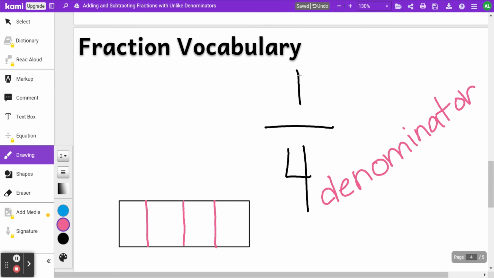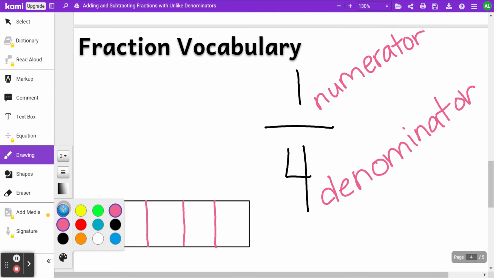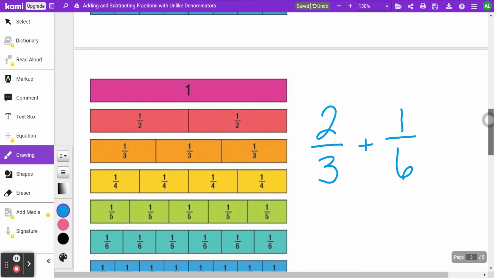And next we have the 1. This 1 is actually our numerator. And our numerator represents how many pieces of that whole we actually have. In this case we have 1 equal piece out of the 4 pieces. So now that we know what a numerator and a denominator is, we are going to go ahead and solve.